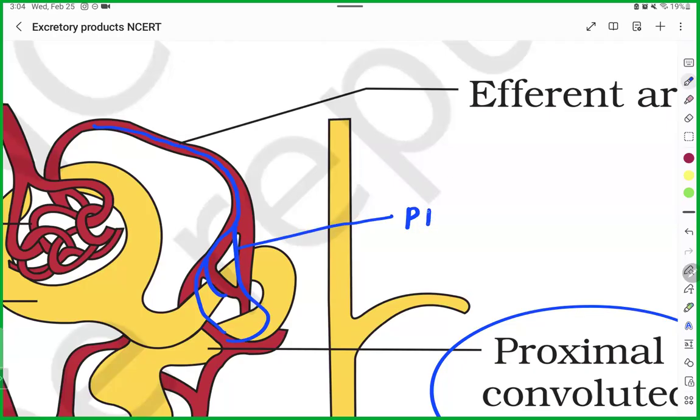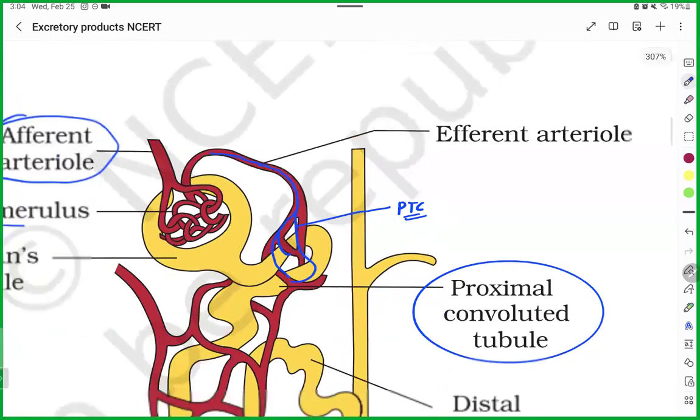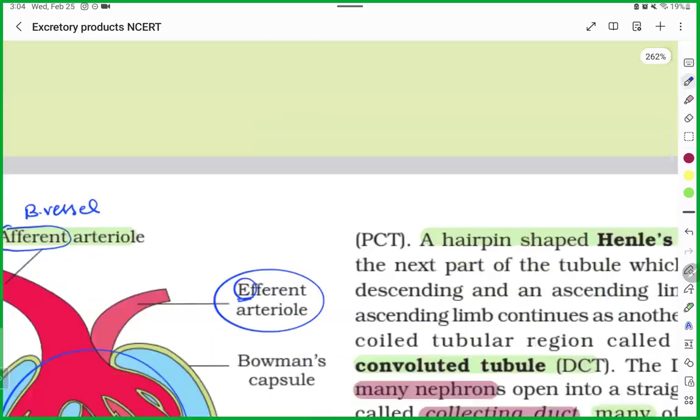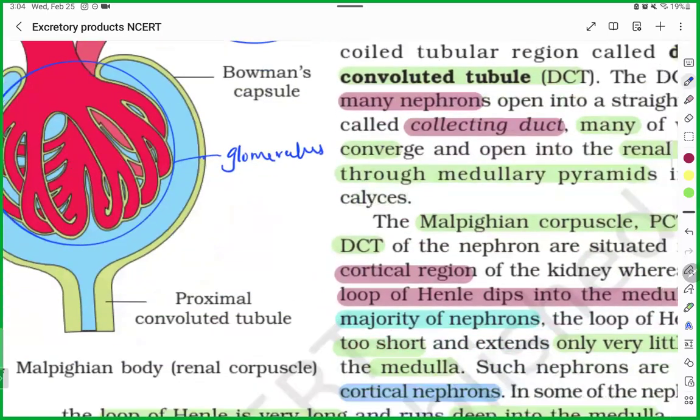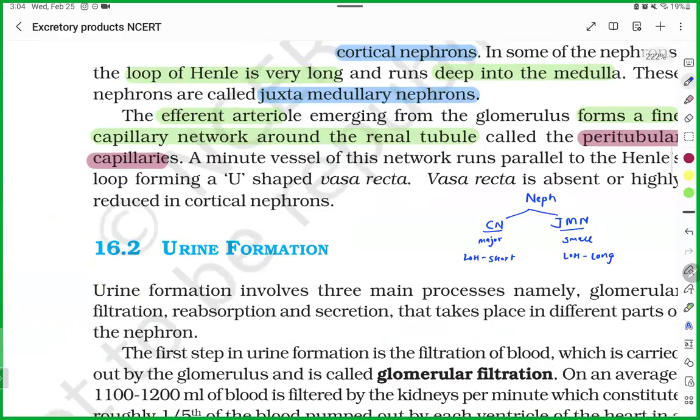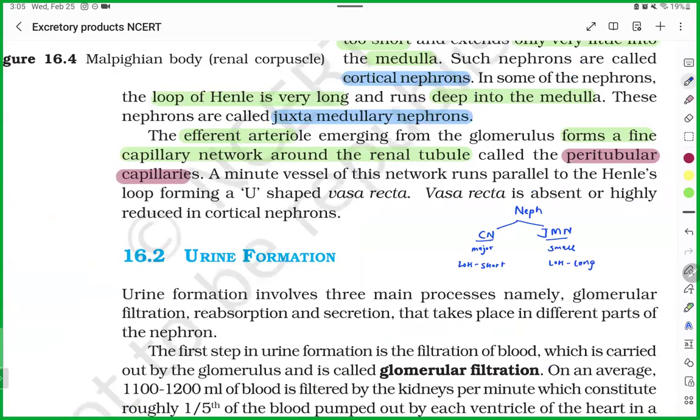peritubular capillary. Capillary after this efferent arteriole. And the part of this peritubular capillary that runs exactly parallel to the loop of Henle is known as vasa recta. And what is the shape of loop of Henle? U shape. What is the shape of vasa recta? Same U shape, because both are parallel.